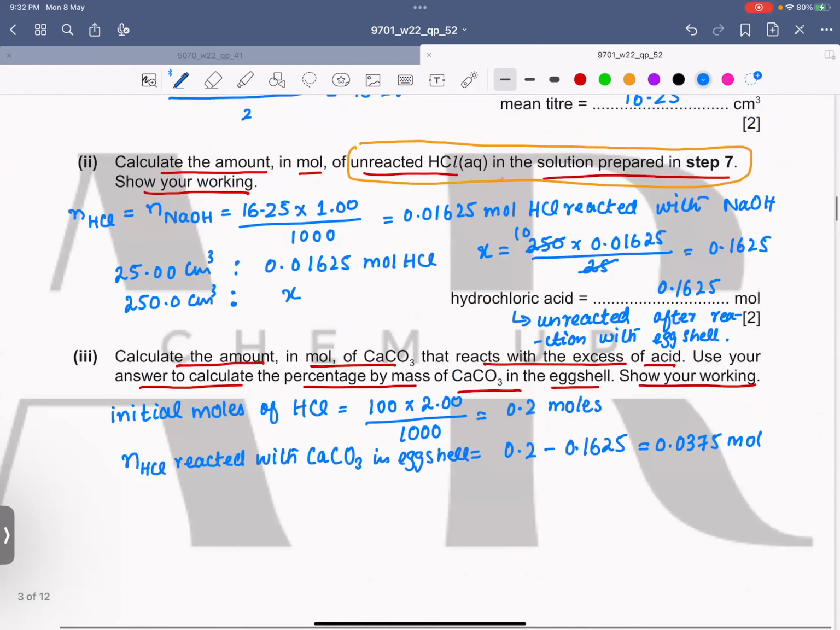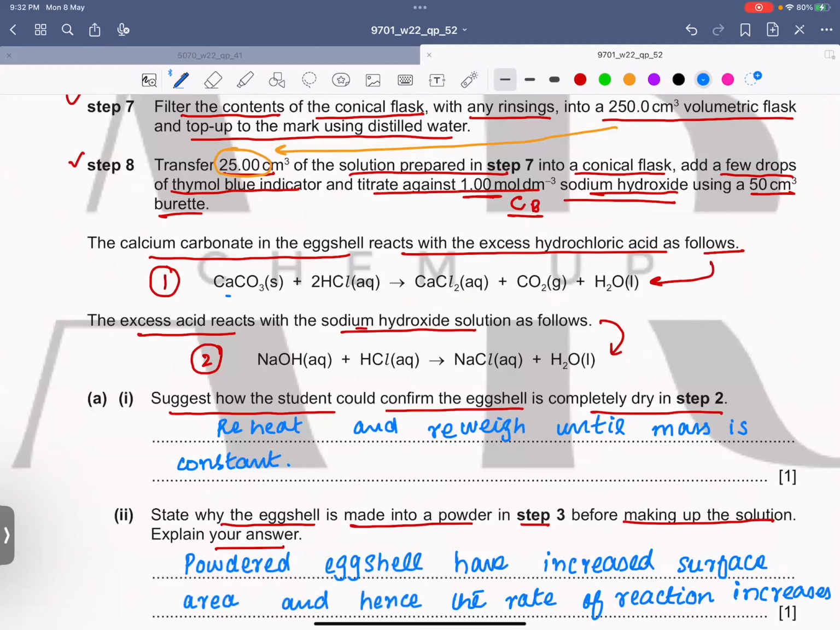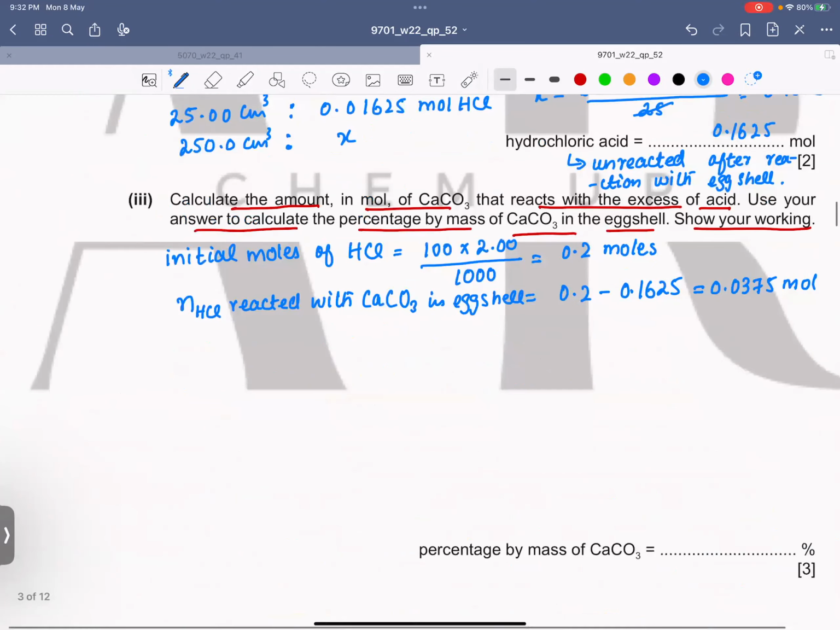Okay, so if you look at reaction number 1, which is the reaction between calcium carbonate and HCl, the ratio is 2 moles of hydrochloric acid reacting with 1 mole of calcium carbonate, right? So if I have to find the moles of calcium carbonate, the moles of calcium carbonate must be equal to the moles of hydrochloric acid divided by 2, because in the equation 1 mole of calcium carbonate reacts with 2 moles of hydrochloric acid, so the ratio is 2:1. So I have to divide the moles of hydrochloric acid by 2, and I would get the moles of calcium carbonate. Is this clear to everyone?